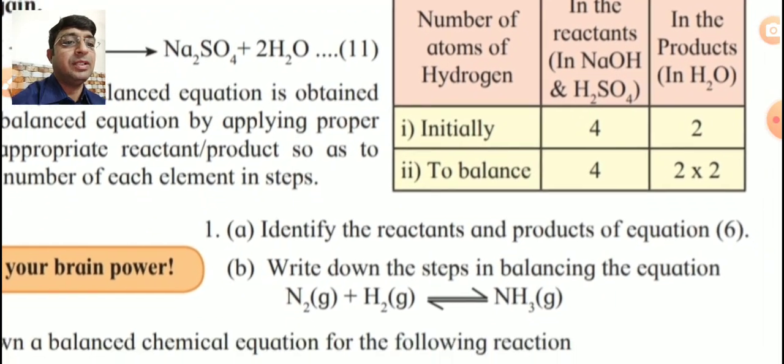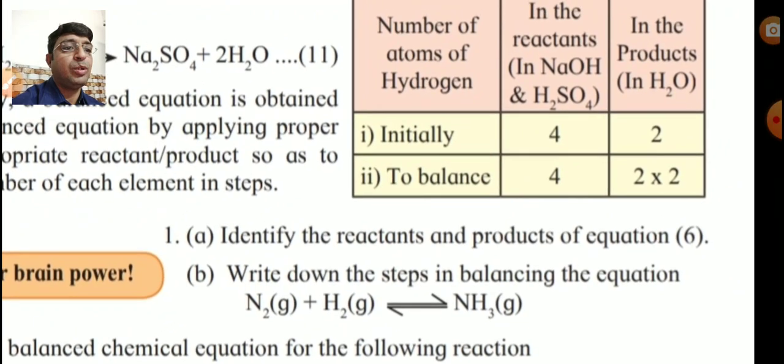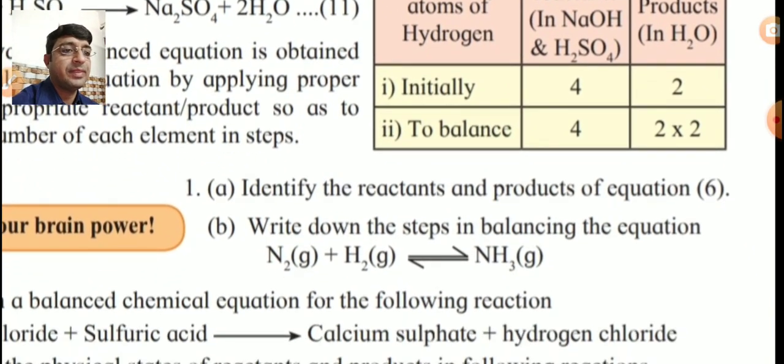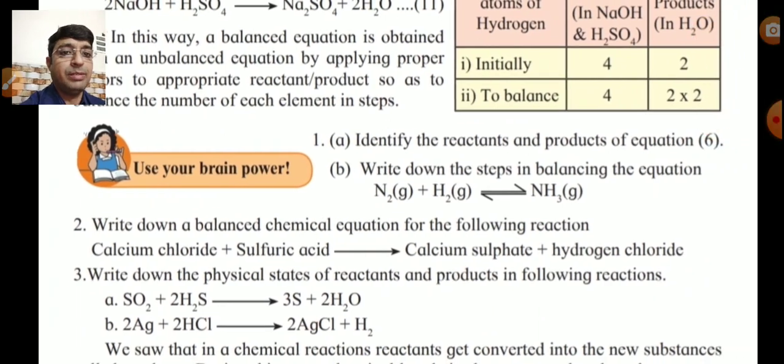Use your brain power. Identify the reactant and product of equation number 6. What is that equation number 6? Check there. I think vegetable oil and vanaspati ghee. So write which reactants are present in that reaction and which are the products. Second sub-question B: write down the steps in balancing the equation. N2, nitrogen gas, plus H2, hydrogen gas. Both react together to form NH3, that is ammonia gas. So by using the above 4 steps, try to balance this reaction. This is a homework question. Use your brain power. Next.